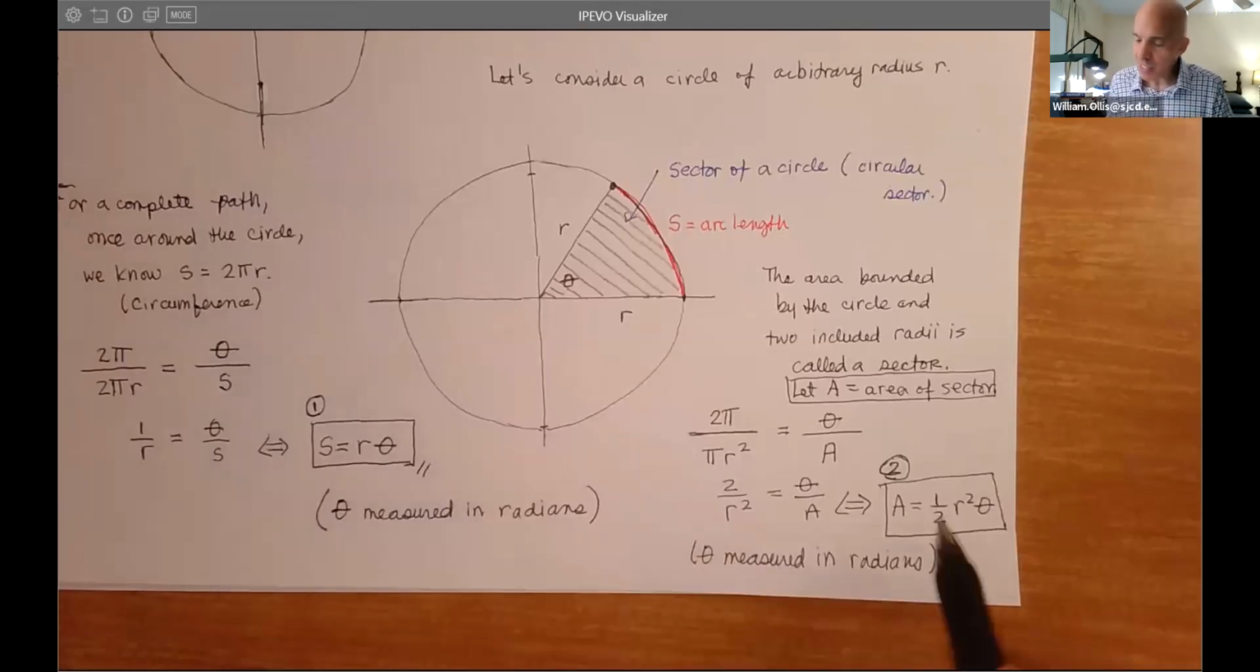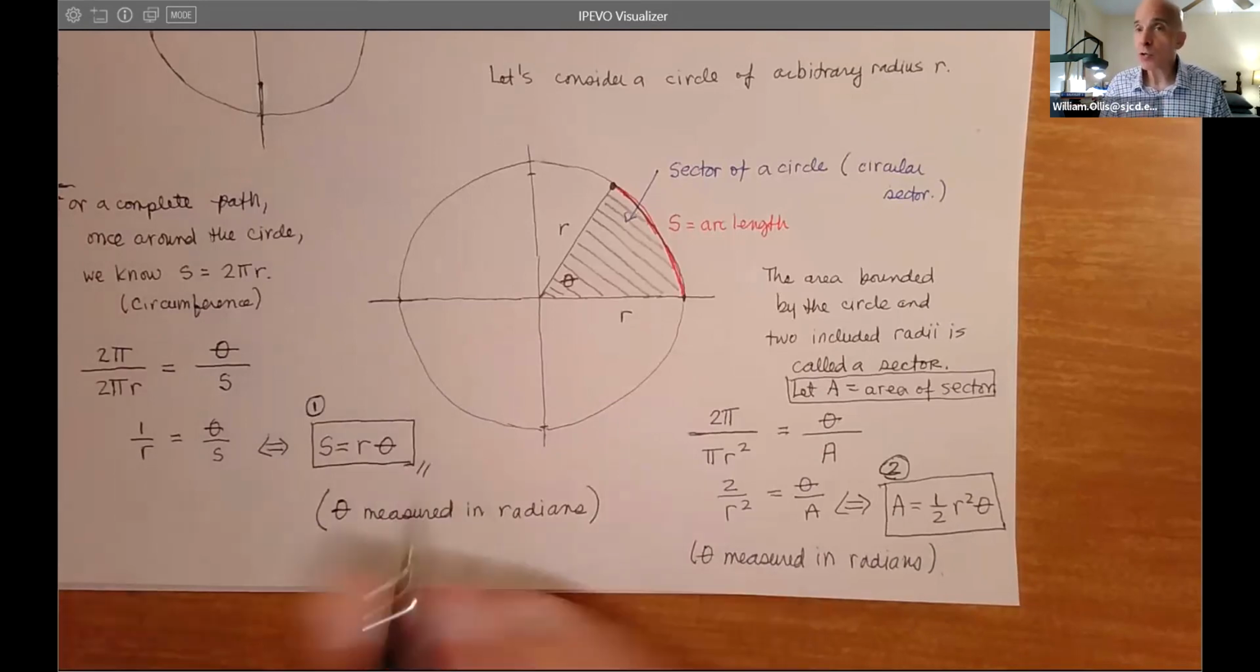And we find that easily to be 1/2 r squared theta, again, where theta is measured in radians. So you're thinking, wow, we've got some nice formulas here, not too difficult to use. Again, the WebAssign gives you really nice problems to work on, and you get to use these. But make sure every time you use these formulas that you're using the pure measure.